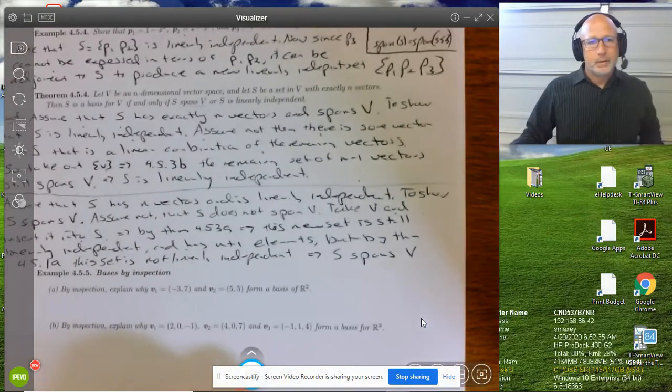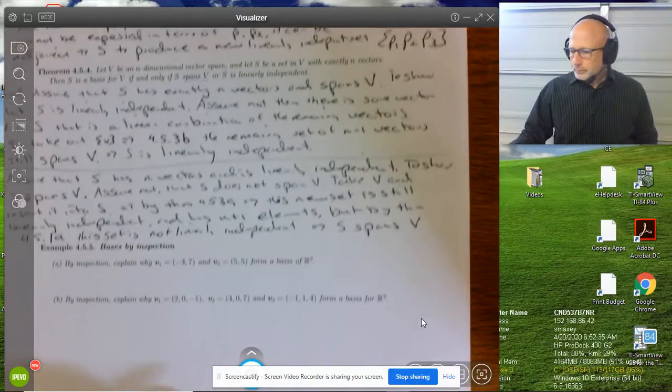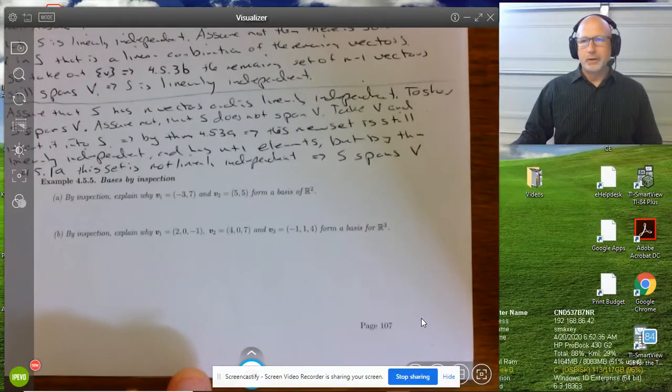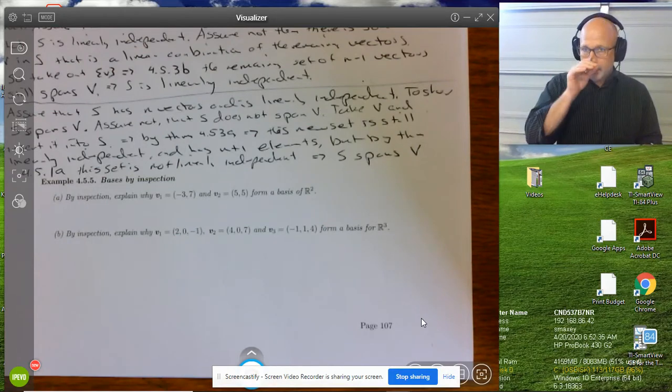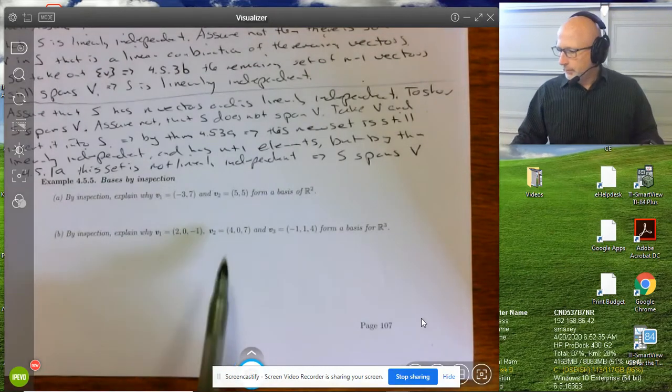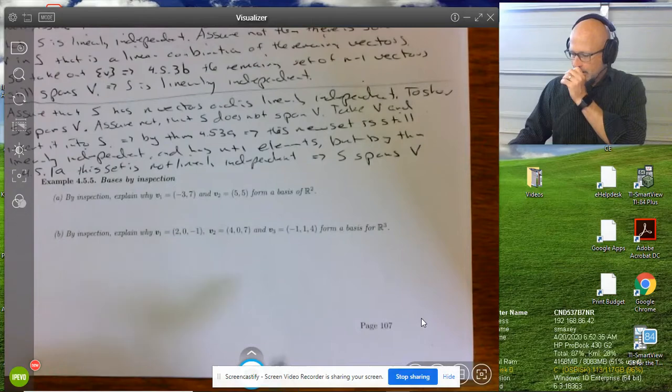Okay. Basis by inspection. Inspection is basically stating, let's look at it and let's come up with an answer. So by inspection, explain why v1 equals negative 3, 7 and v2 equals 5, 5 form a basis of R2. We know that it's the same size, right? There's two elements, v1 and v2, and it's R2.